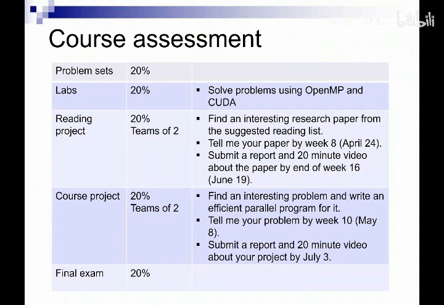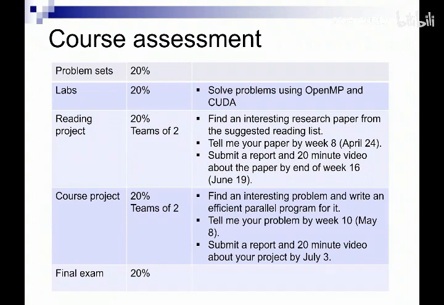The other project for the course is a programming project. It's a course project. It again counts for 20%, and again you can work in teams of 2 people. You can work in the same team for the reading project and the course project. The difference is that instead of finding a paper to report about, you should find a problem that you think is interesting, and then you should write an efficient parallel program to solve that problem.